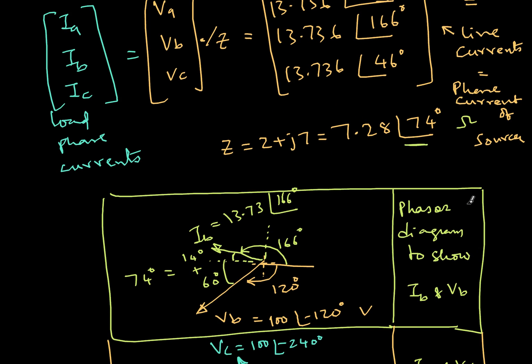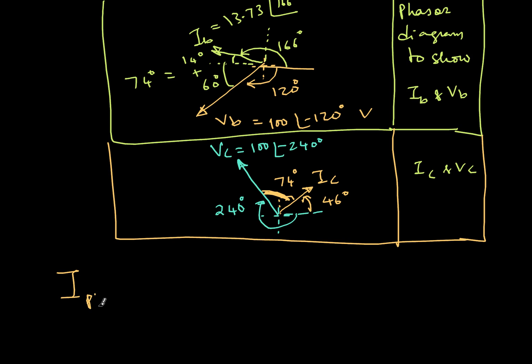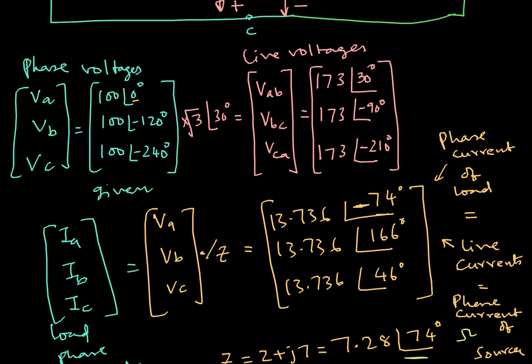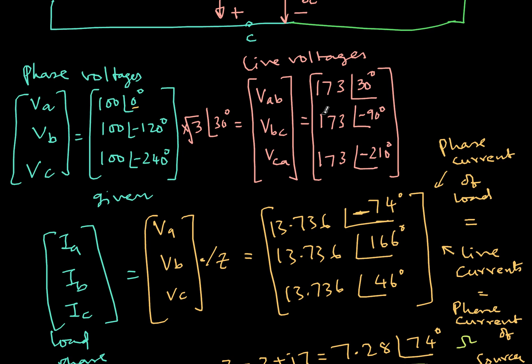So let me explain it again. I phase of source is equal to I line, because source and load are sharing the same line, so I'll just say I line, which is also equal to I phase of load. That is because this is a star connection, this is also a star connection, and the voltages also we have done. So now we have everything that is required: phase voltages of the source, line voltages, and then phase voltages of the load also.